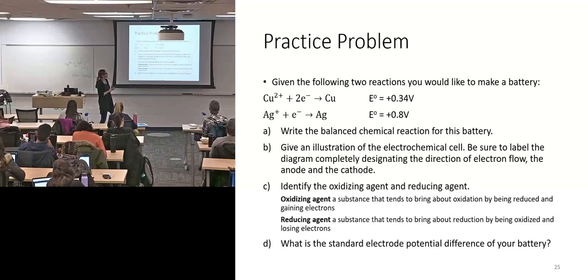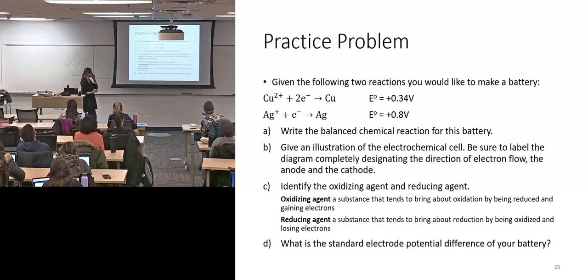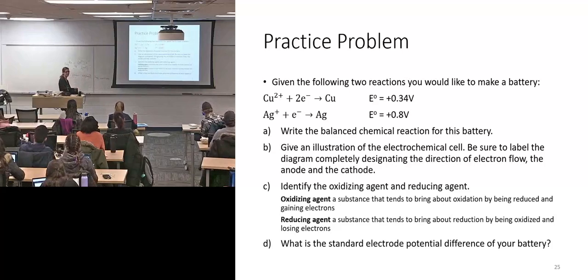Illustrate the electrochemical cell. Be sure to label the diagram completely, designating the direction that the electrons are flowing, which one's the anode, which one's the cathode. We don't really have time so much. Last time I had people come to the board and draw it last semester, which they did a really good job. It was really well done. Identify the oxidizing agent and reducing agent, okay?